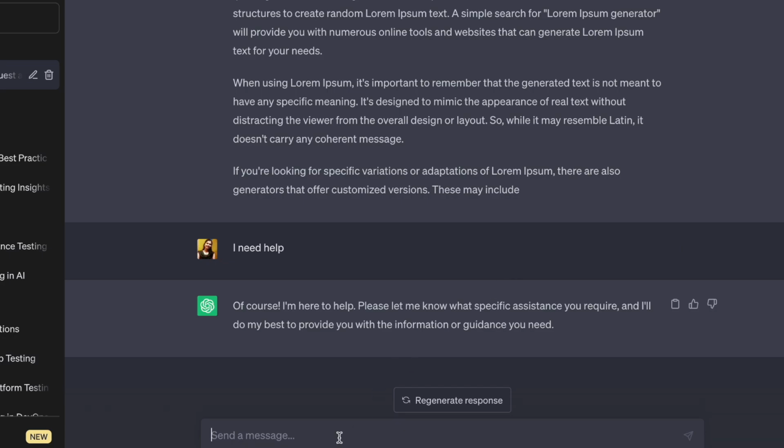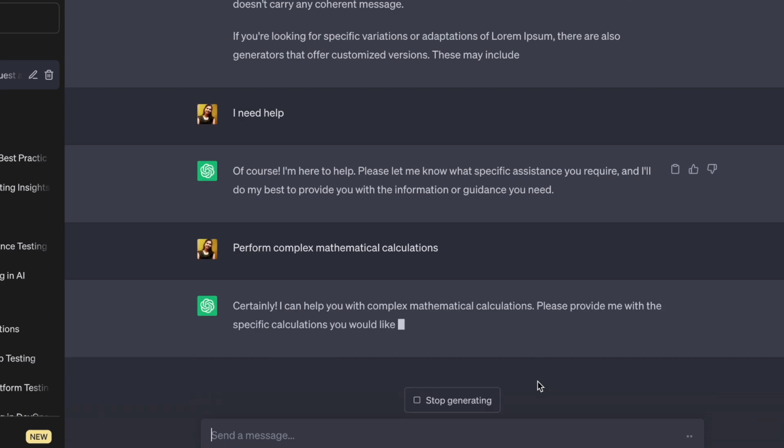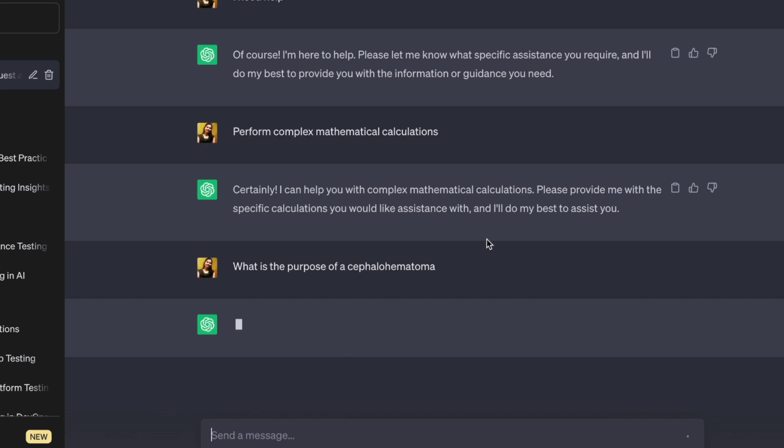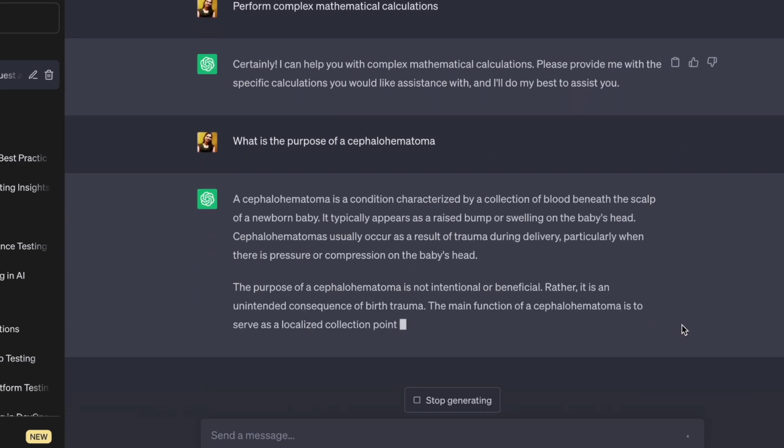Out of scope input, like you can perform complex mathematical calculations, and check if the model responds appropriately, indicating its limitations or suggesting alternate approaches. Ask for uncommon vocabulary and check if the model can handle and provide meaningful responses to queries containing less common or specialized terms.